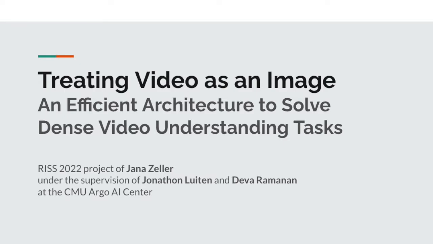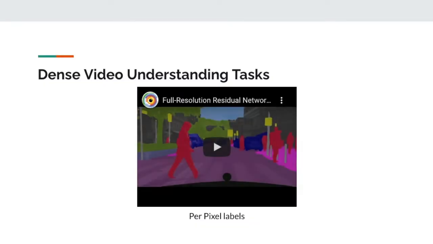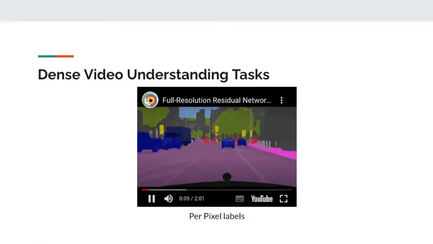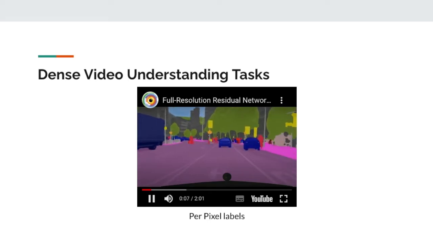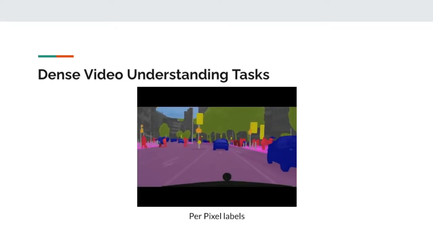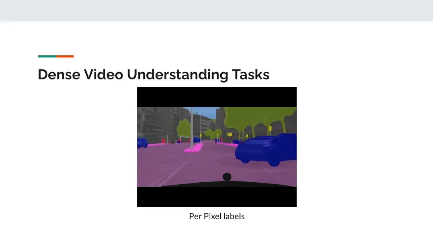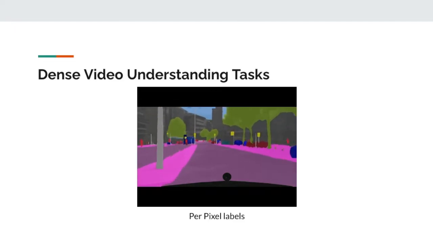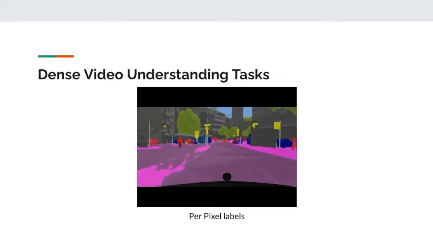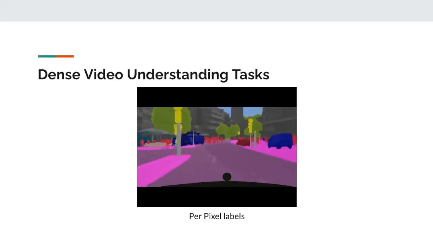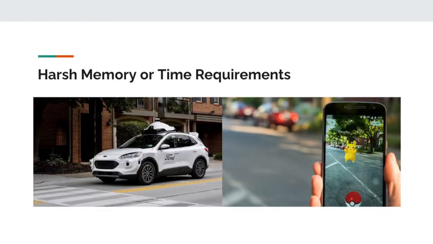We called our project Treating Video as an Image. But what exactly are dense video understanding tasks? Given a video, dense video understanding tasks always try to get per pixel labels. For example, here, we try to know which pixels belong to cars and color them blue, and which pixels belong to trees and color them green. If you look at autonomous driving or augmented reality, it becomes pretty clear why we often have to solve these tasks within harsh memory or time requirements.